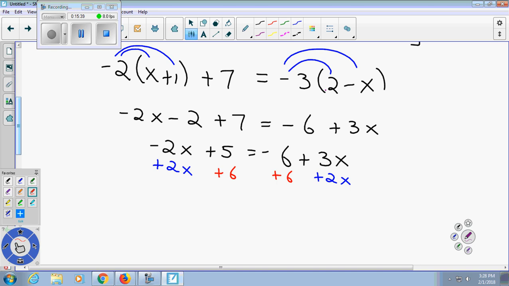So now I can just look across and say, okay, the negative 2x and positive 2x just give me 0, but the 6 and the 5 would give me an 11. And on the other side, here your negative 6 and positive 6 cancel, but you're left with a 5x. To get x all by itself, I'll divide both sides by 5. And then this is my final answer, which I'll write off to the left. X is equal to 11 over 5.